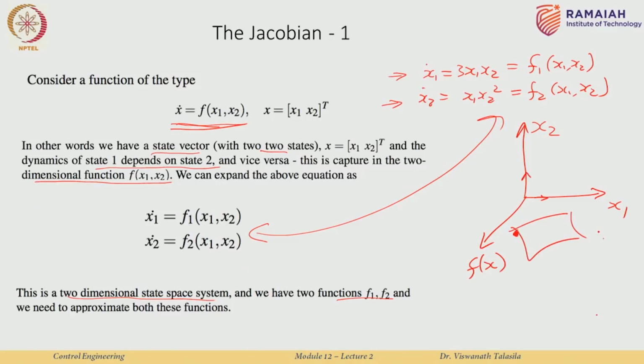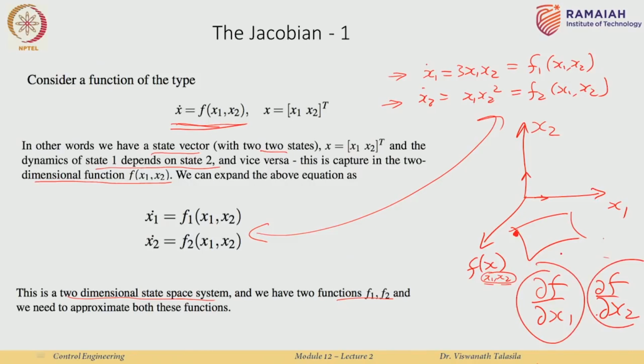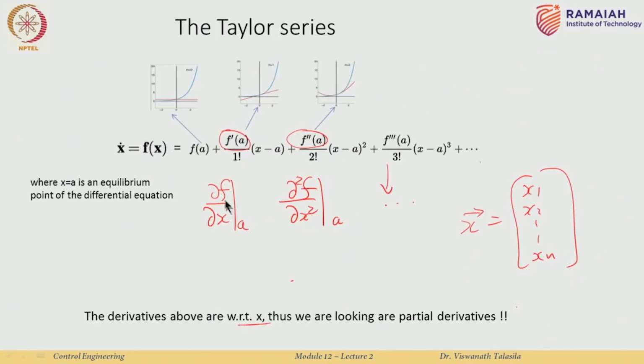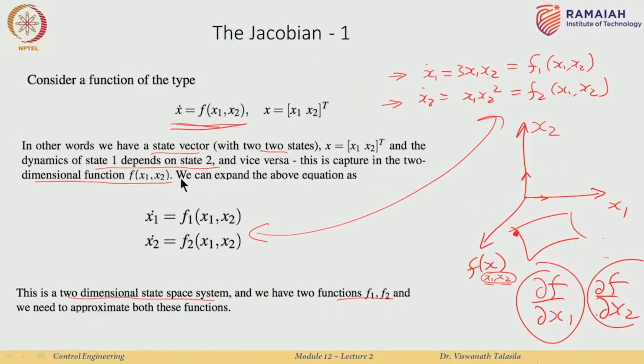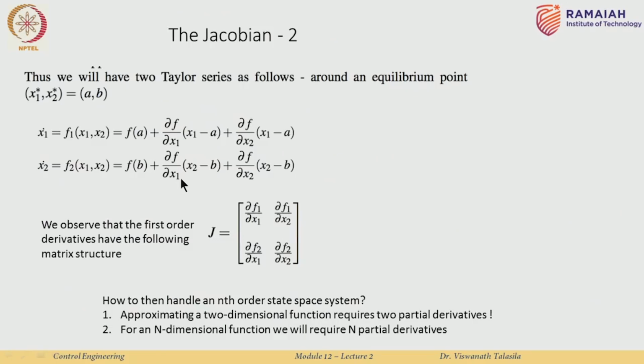Now, because f of x, which is basically a function of x1 and x2, changes with respect to x1 and x2, I need to compute two derivatives. One derivative will be with respect to x1, the change of the dynamics in the x1 direction, and the other derivative will be the change of dynamics in the x2 direction. Now, we need two derivatives, unlike in the scalar case where we just use a single derivative. So, how will that look?